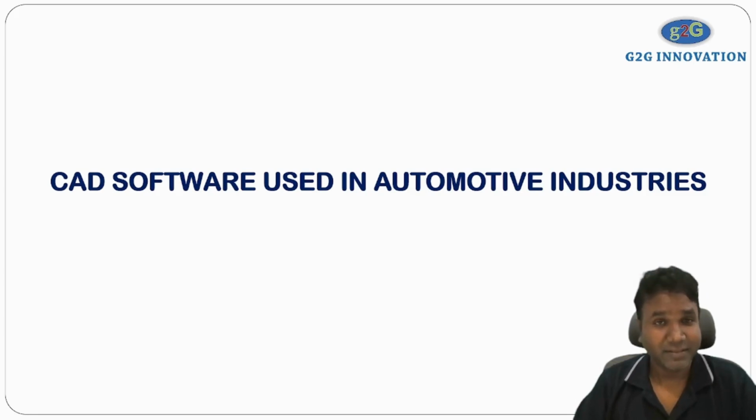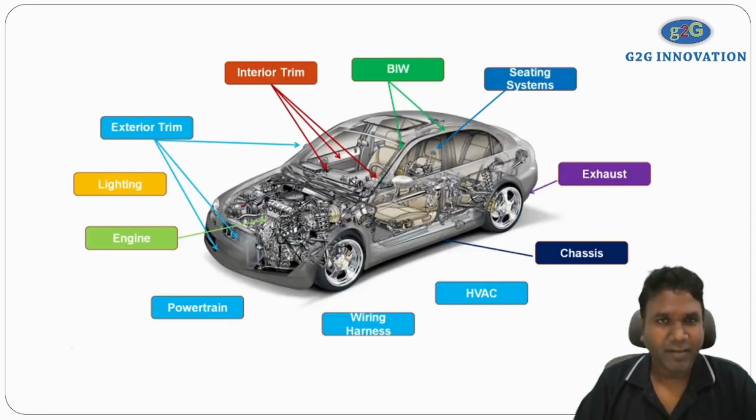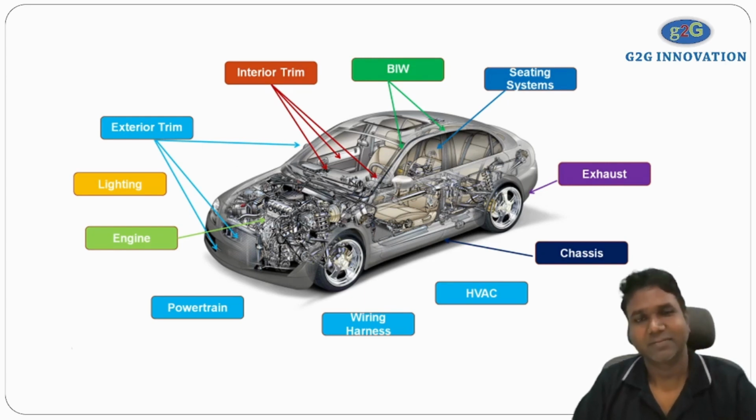First, let us understand which CAD softwares are used in the automotive industry. A vehicle has different segments. It is also called domains. Now, based on the capability of the CAD software, the CAD softwares are being selected for designing a specific domain. So let us see one by one.